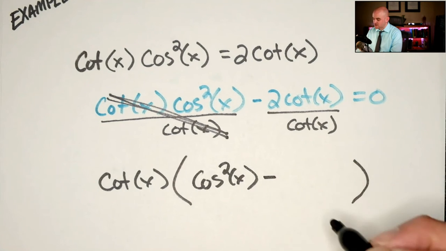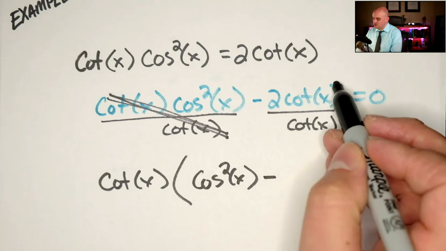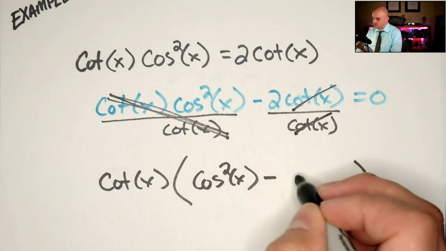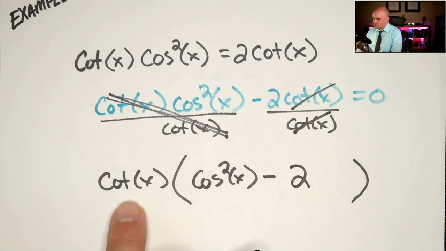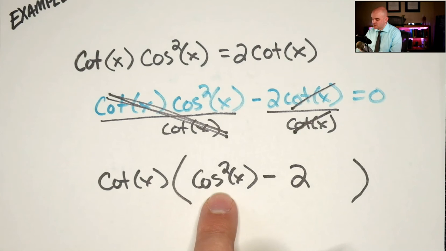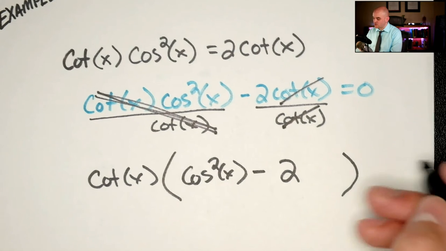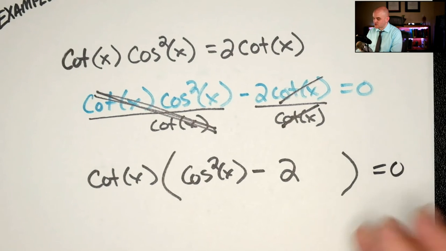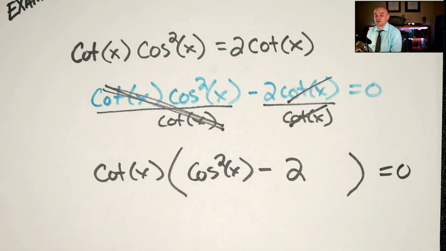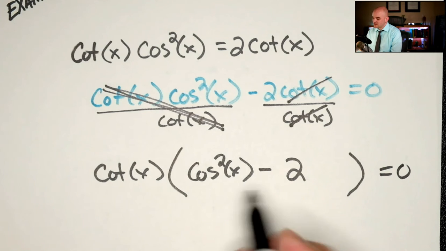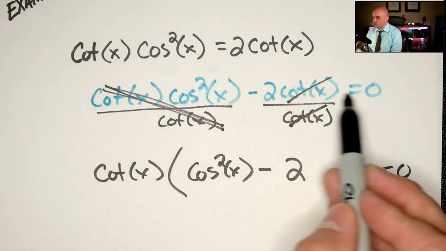Minus, bring down that sign. The cotangent over cotangent cancels, and I'm left with just 2. So cotangent times cosine squared minus 2 equals 0. I just left extra room in case I needed it. That's the same thing as what's written in blue up above.